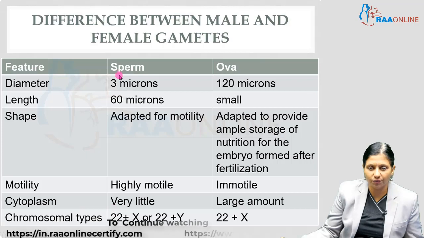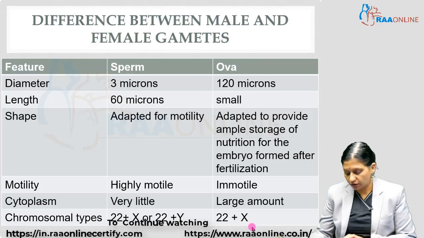Chromosomal types in sperm can be a 22 plus X sperm or a 22 plus Y sperm, whereas the oocyte is always 22 plus X.